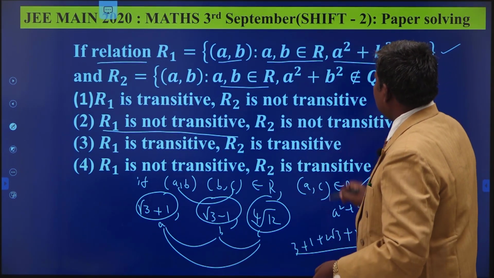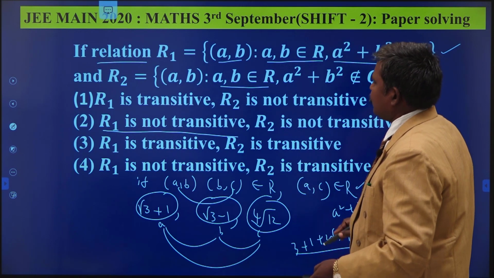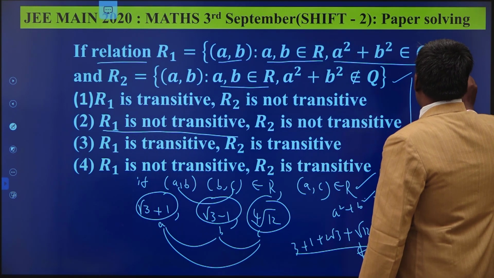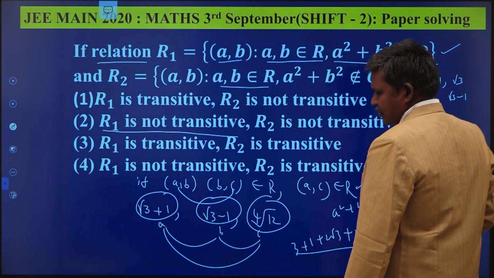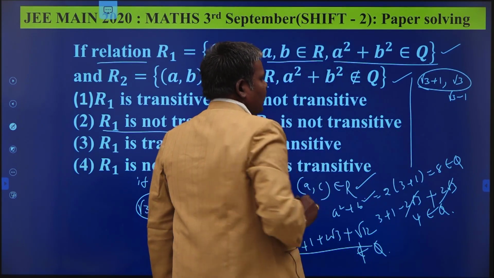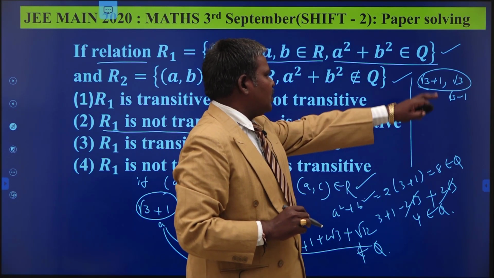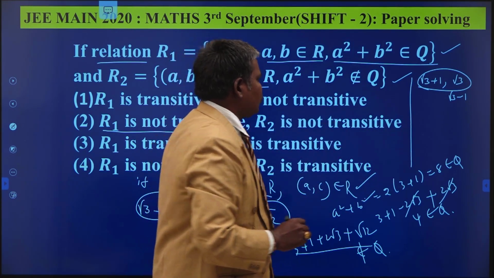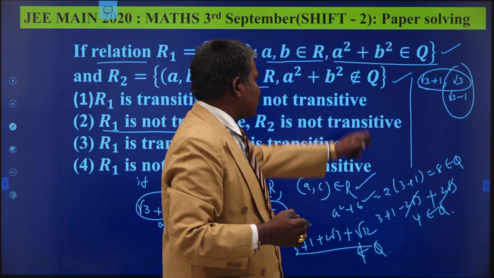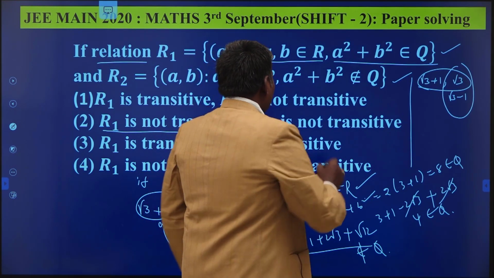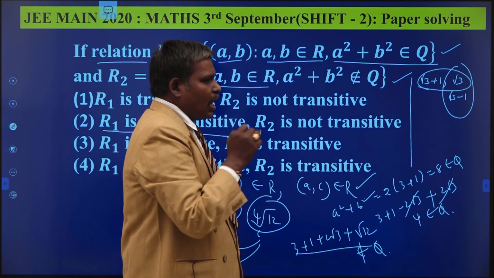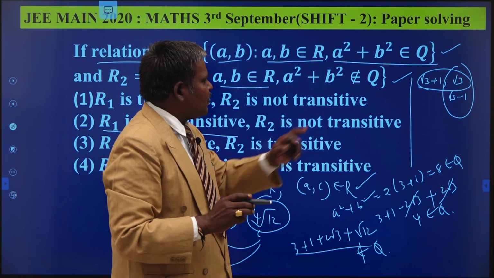Similarly, for R2, A square plus B square does not belong to Q. In the same manner, you take the three numbers root 3 plus 1, root 3, and root 3 minus 1. What happened? By squaring and adding, these two numbers do not belong to Q. Am I correct or not? Yes. (Root 3 plus 1) whole square plus root 3 square does not belong to Q. Similarly, root 3 whole square plus (root 3 minus 1) whole square also does not belong to Q. So A square plus B square does not belong to Q, and B square plus C square does not belong to Q. Now we have to check whether A square plus C square belongs to Q or not.